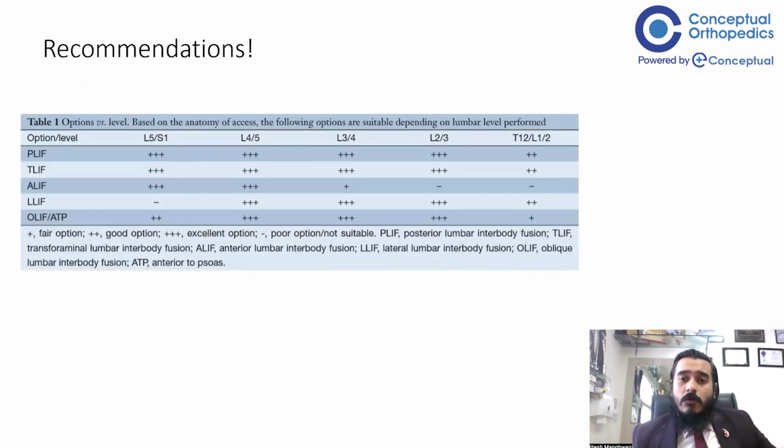So generally, if you talk about recommendations, PLIF is recommended at all the areas starting from thoracolumbar to lower lumbar spine. TLIF is again something that is recommended at all the levels. ALIF is not recommended at L2, 3 and dorsolumbar levels. LIF is not recommended at L5S1 levels, can be done at other levels. OLIF, at dorsolumbar levels again is a fair option, not a very good option.